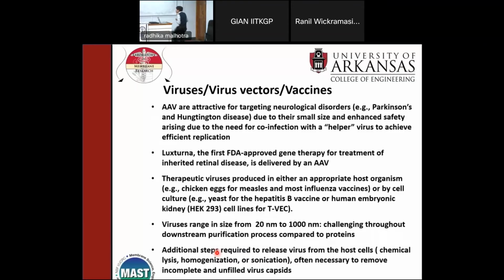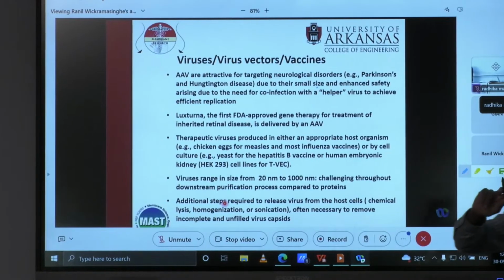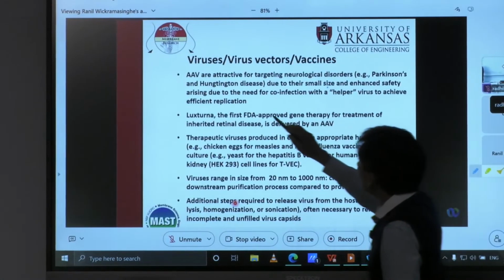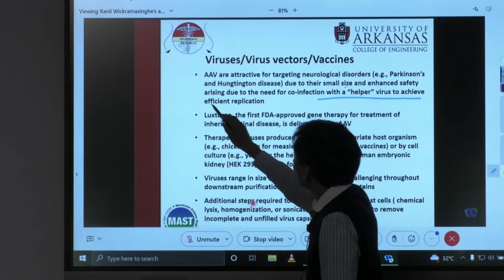So AAV, adeno-associated virus, are attractive for targeting neurological disorders like Parkinson's disease and Huntington's disease, due to their small size. These are very small virus particles. They're actually similar to parvovirus minute virus of mice, about 18 nanometers in size. And there is enhanced safety arising from the need for co-infection with a helper virus to achieve effective replication.